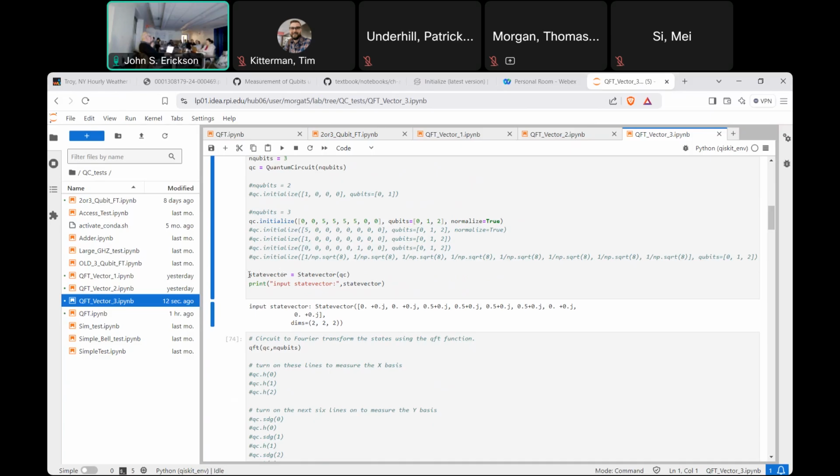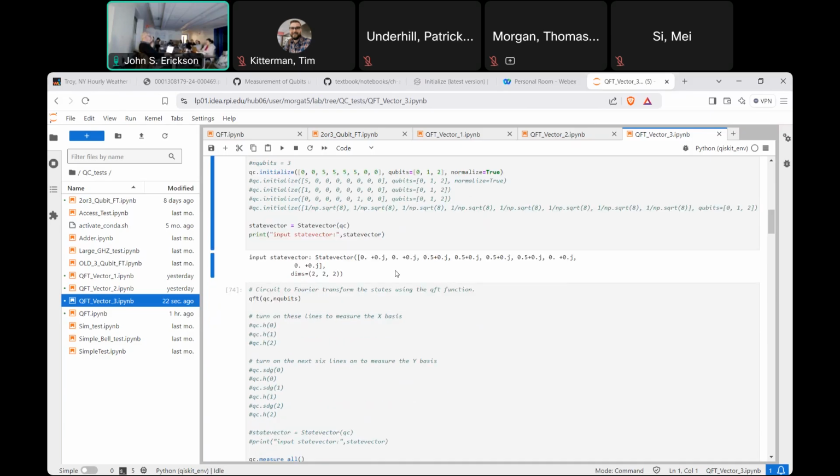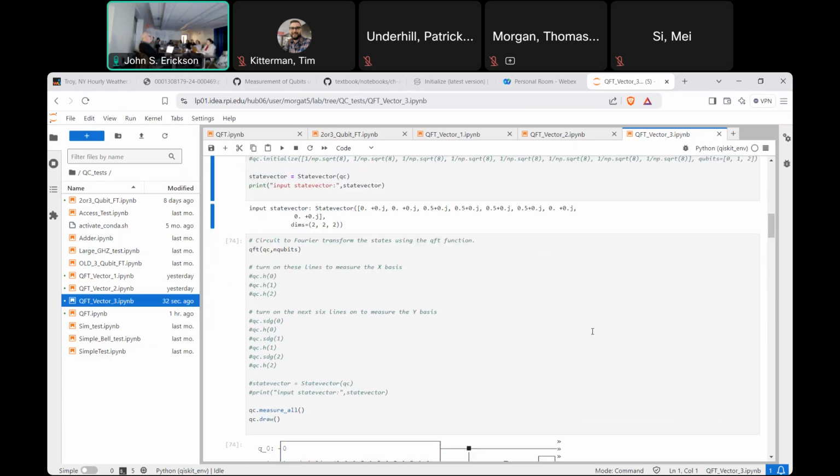statement. So here's the state vector, and we're just pulling out and calling it the same thing. And we're just printing it. It's a simple print statement. And here's the input state vector. All right, 0, 0, 5, 5, 5, 5, 0, 0. All the imaginary parts are 0. All right, and it tells you the dimensions, which is 2 by 2 by 2. I don't know what they're telling us there.